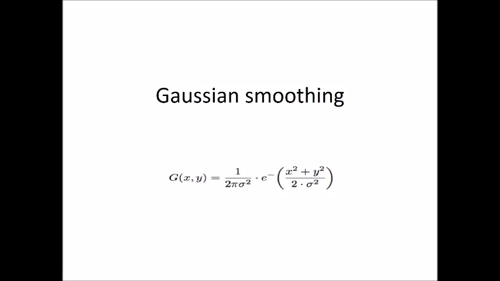Gaussian smoothing is an operator for blurring the image and removing noise. Gaussian smoothing is similar to the mean filter, but uses a different function to calculate the pixel value. Here it is.